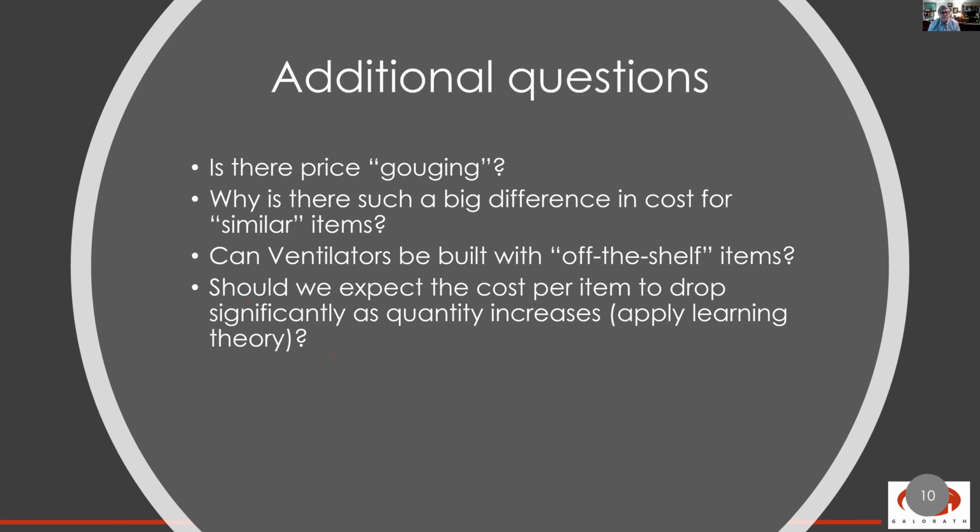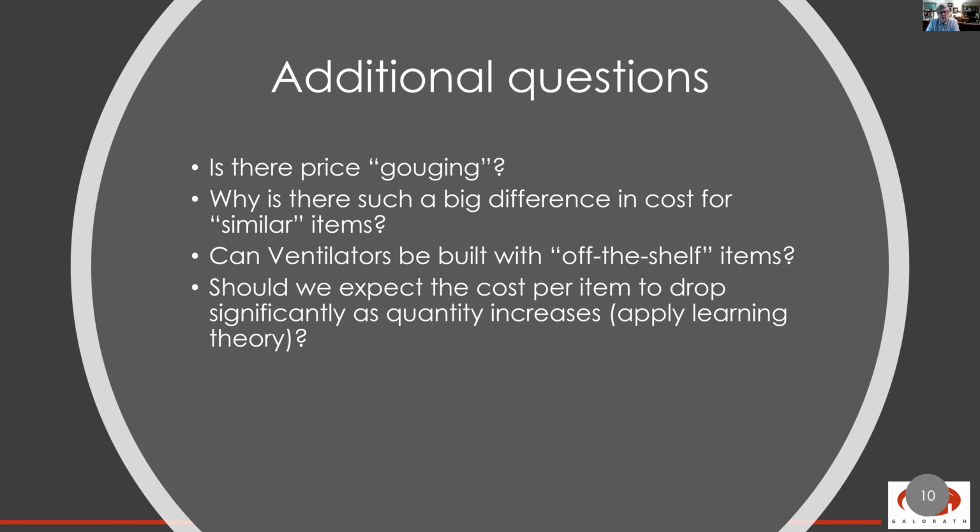Now, should we expect the cost per item to drop significantly as quantity increases? And that's normally called learning theory. And according to that theory, there should be a consistent drop in cost every time the quantity of production doubles. And that is true when you're dealing with a process that's highly mechanical.